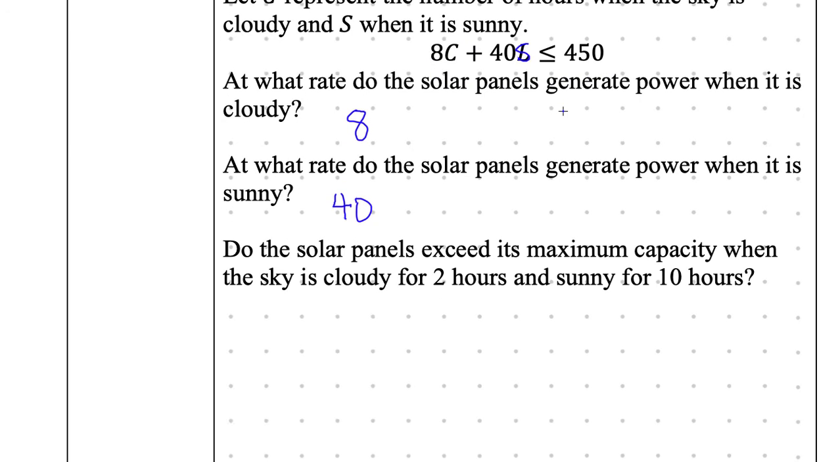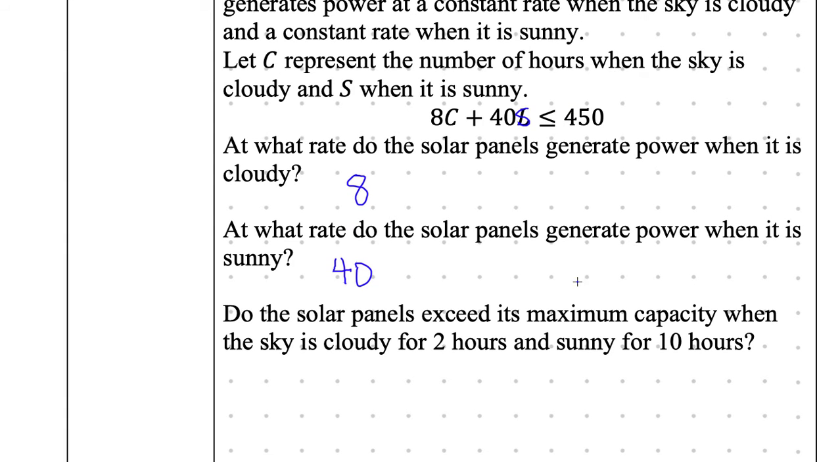And then finally, do the solar panels exceed their maximum capacity of 450 kilowatts when the sky is cloudy for 2 hours and then sunny for 10 hours? That's a strange day, because if you're sunny for 10 hours, you have to be in Alaska during a certain time of the year, I guess. But you're assuming 10 hours sunny, 2 hours cloudy. How do I even think about that problem? What am I going to do? I know that Wyatt has an idea. I'm going to wait for more hands, and then I'm probably going to call on Esha because she has her card. I want to get more people thinking about this.